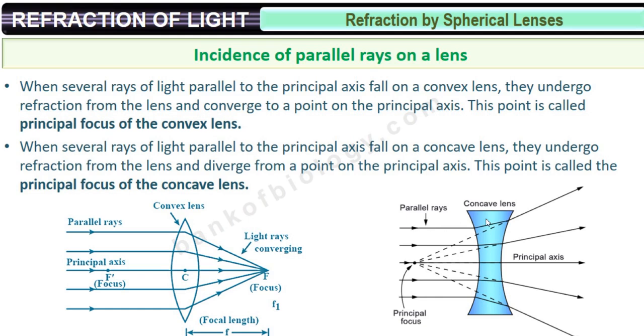Now this is the concave lens. Parallel rays have gone, it has diverged the light, and principal axis is there. So the image will be formed by taking these light rays behind, in front of the mirror. When several rays of light parallel to the principal axis fall on a concave lens, they undergo refraction from the lens and diverge from a point on the principal axis. This point is called the principal focus of the concave lens.